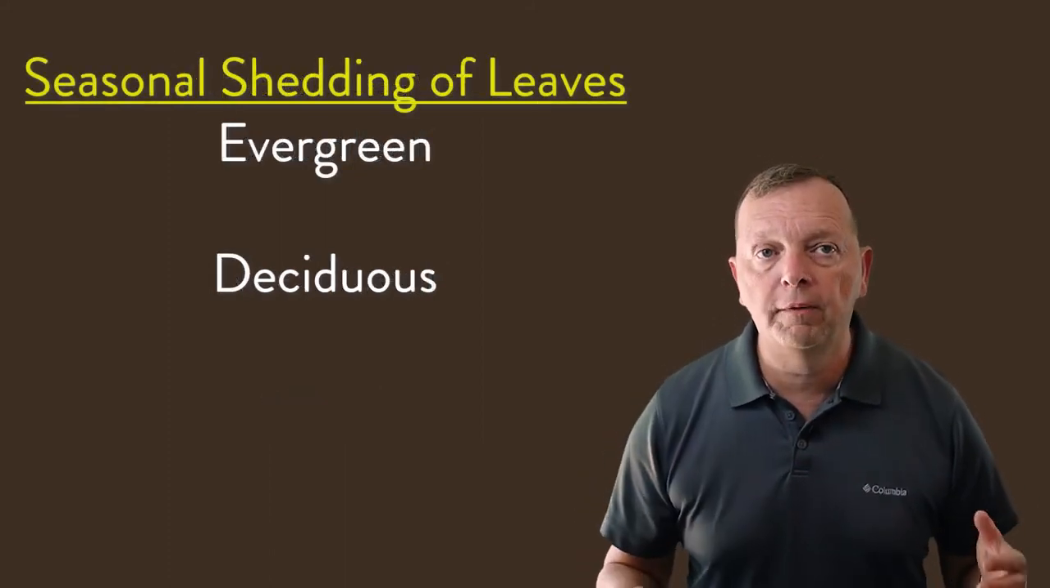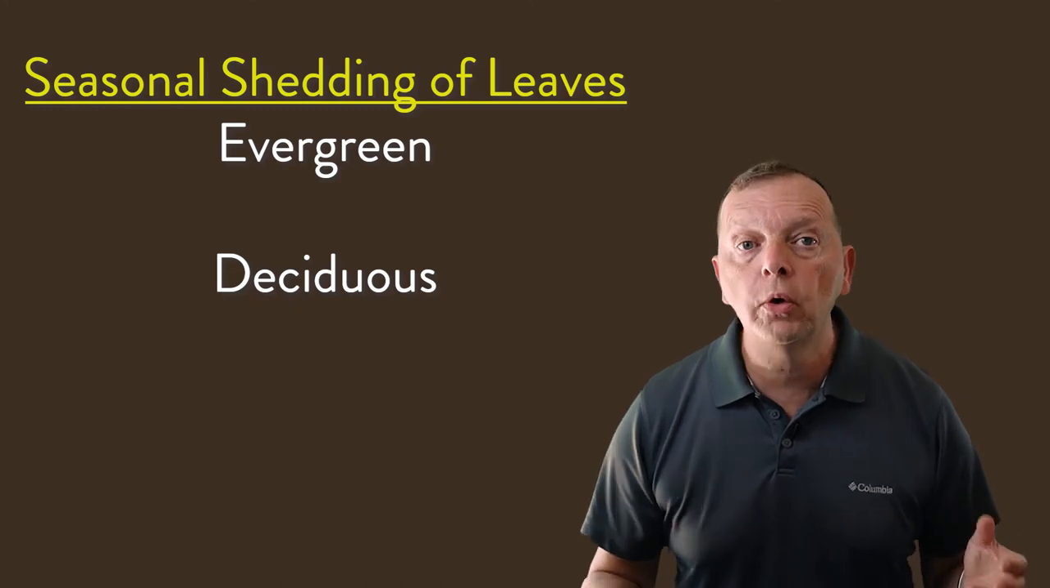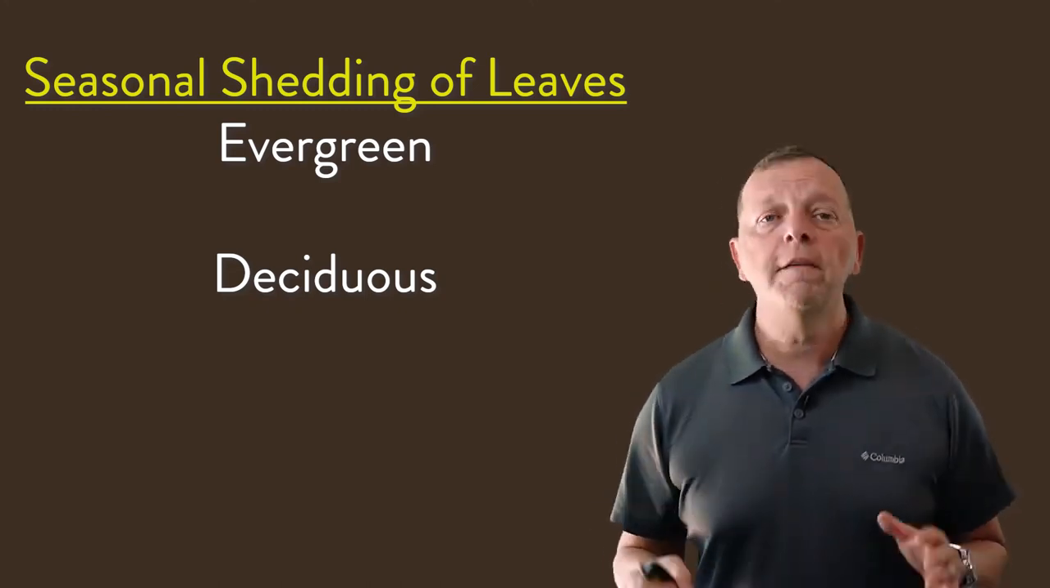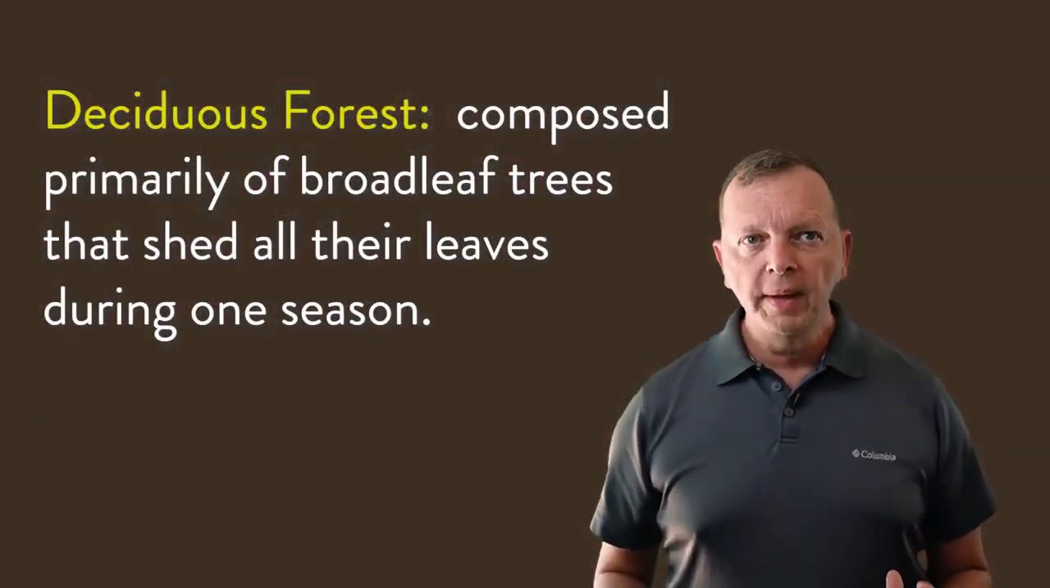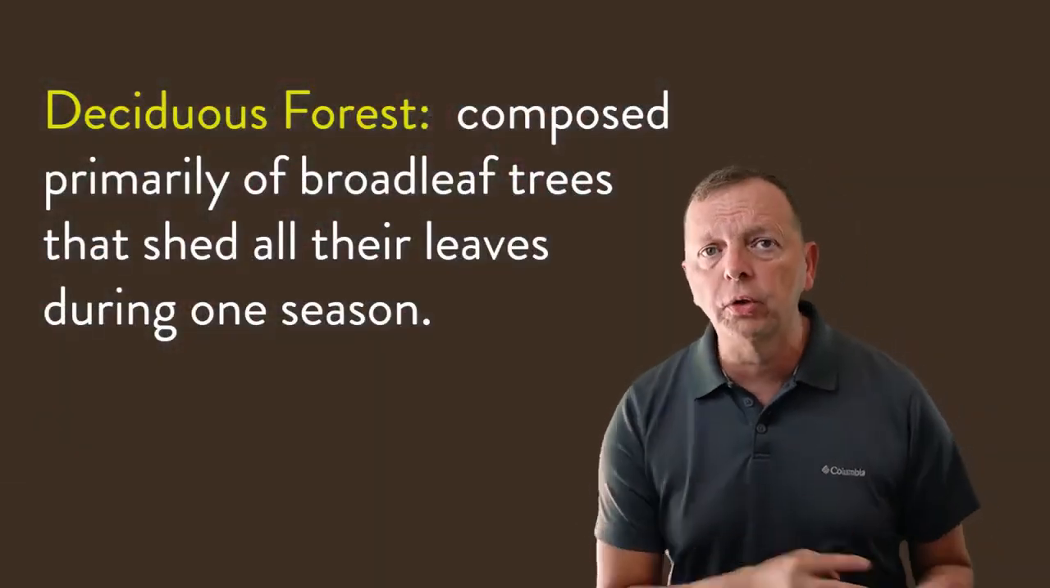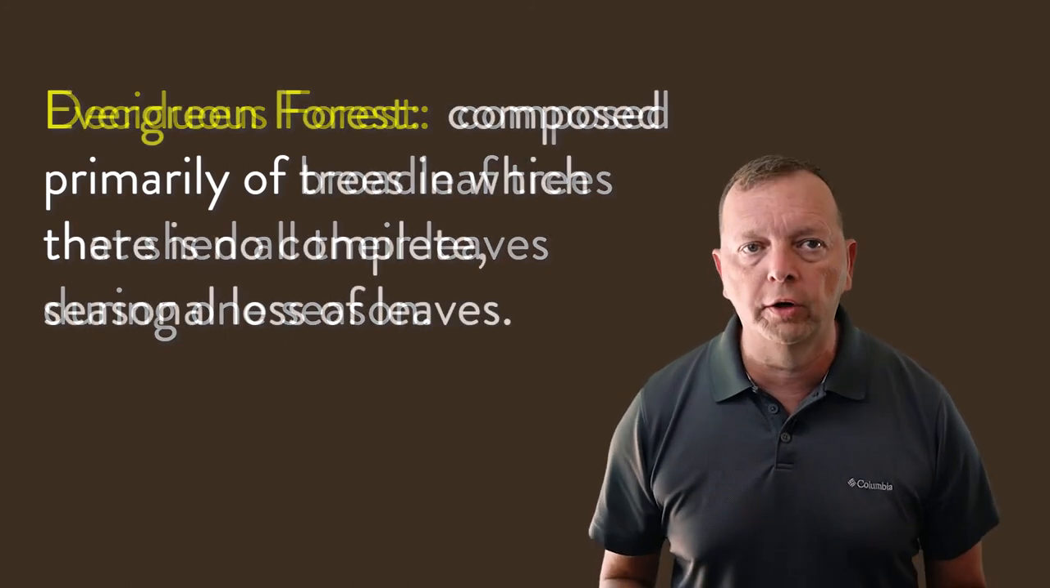Now, we can also divide forests by whether their trees lose their leaves seasonally or not. Now, forests that lose their leaves seasonally, we're talking about those trees that turn those beautiful reds and yellows before they actually have their leaves drop to the ground. These are called deciduous trees. And those trees that do not have this seasonal shedding of their leaves are called evergreen trees.